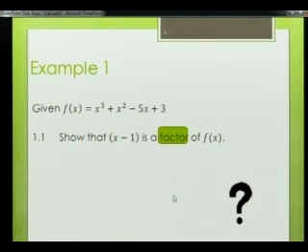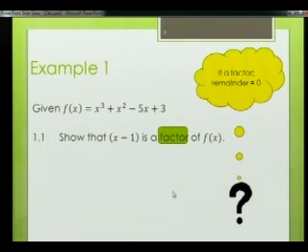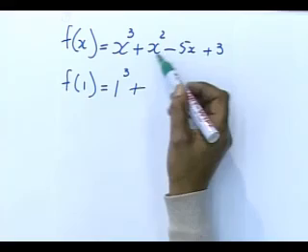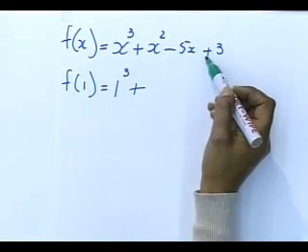Factor? What does that mean? Oh yeah, I remember. If something is a factor, then the remainder must be equal to 0. So, it is obvious that I'm going to make use of the factor theorem to show that. And we also know if this is true, then my answer must be 0. So, let's start. I've got mine here in front of me. My equation is written down. F of x equals x cubed plus x squared minus 5x plus 3.